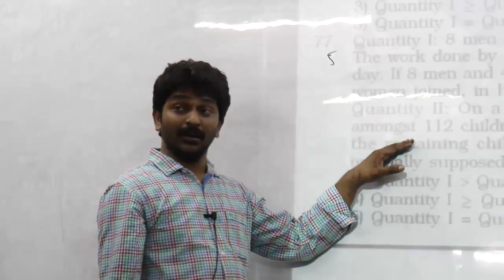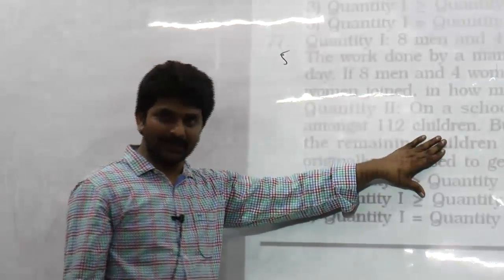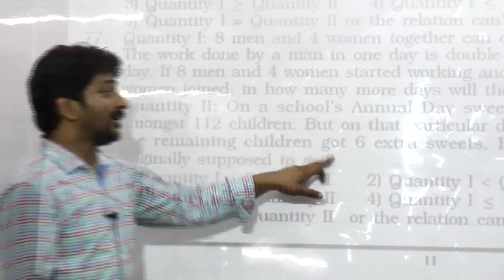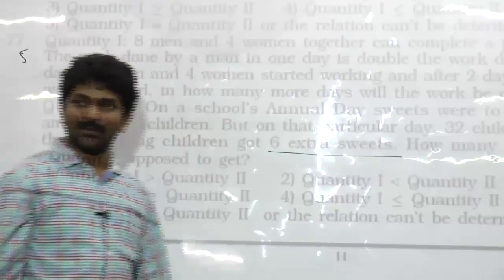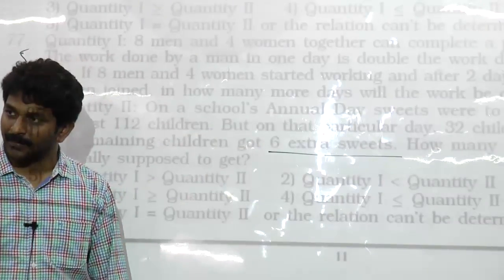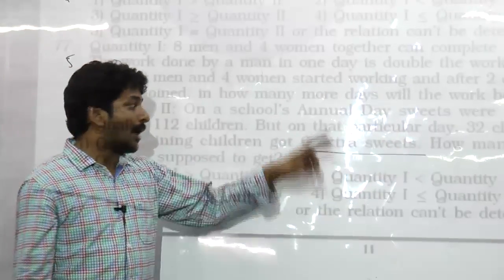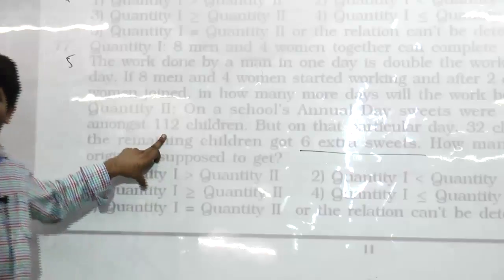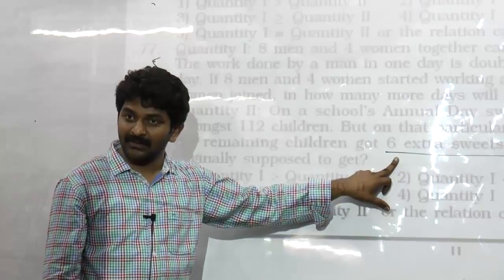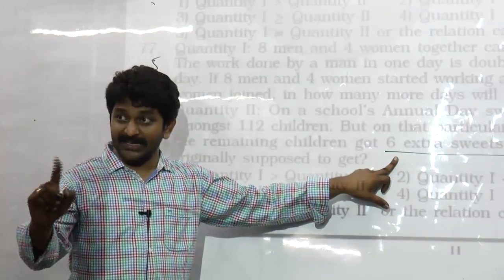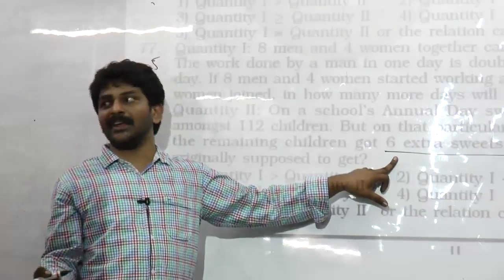On a school's annual day, sweets were to be equally distributed among 112 students, 112 children. But on that particular day, 32 children were absent. Thus, the remaining children got 6 extra sweets. Why are they getting 6 extra sweets? Because 32 children were absent on that day. Out of 112, if 32 were absent, how many were present? And each kid is getting 6 extra sweets, right? Yes or no? One child is getting 6 extra sweets. Like that, how many children are getting?